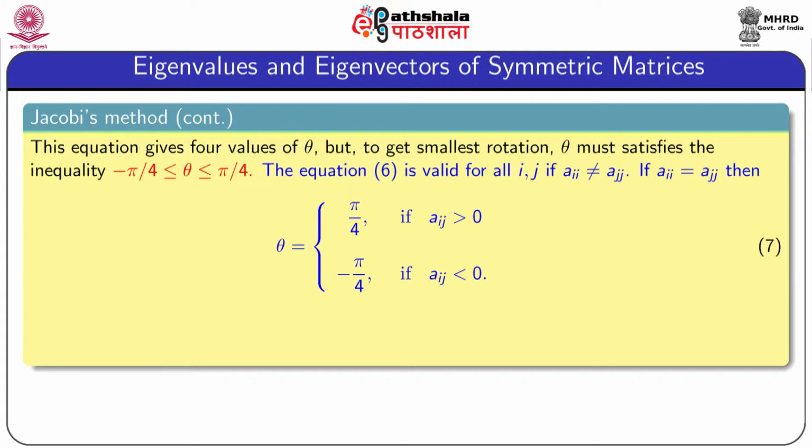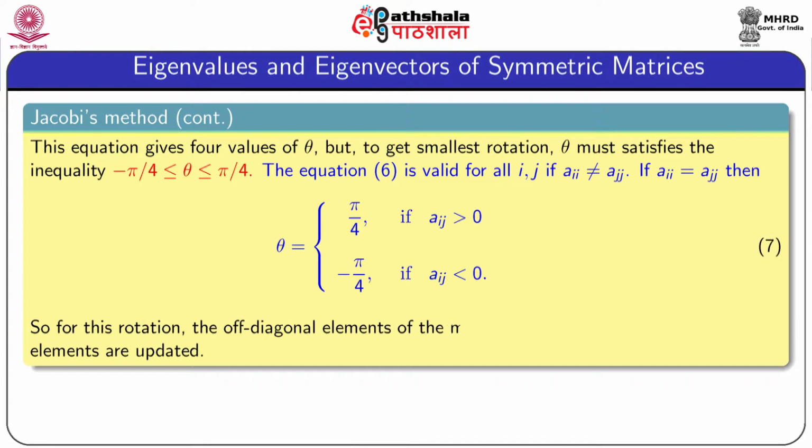But if aii equals ajj, then theta equals plus pi by 4 if aij is greater than 0, and theta equals minus pi by 4 if aij is less than 0, that means if aij is a negative quantity. That means equations 6 and 7 are used to determine the angle theta. So, for this rotation, the off diagonal elements of the matrix R1 bar inverse into A1 into R1 bar vanish and the diagonal elements are updated.